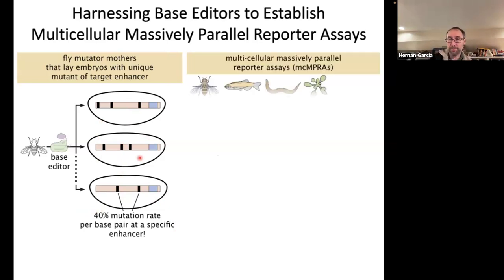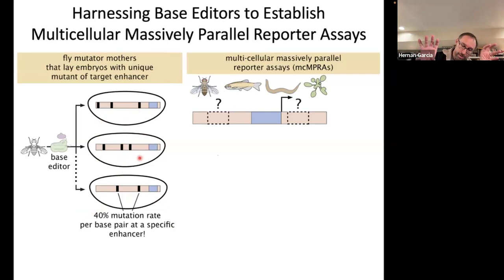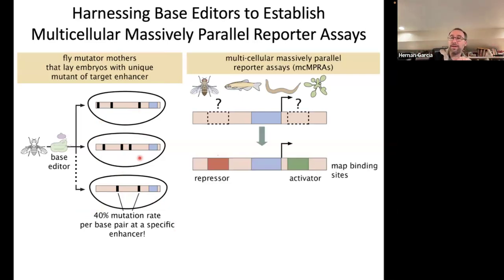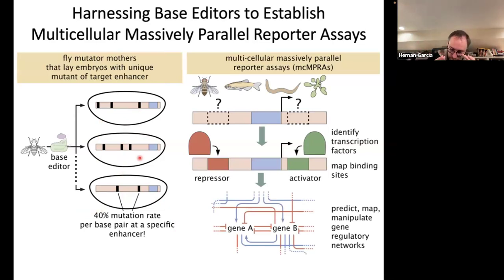But the dream, and I'm going to stop here, is to go from complete ignorance in a regulatory sequence to finding where the binding sites are, to figuring out who's binding there, to mapping the gene regulatory networks, and controlling and predicting those gene regulatory networks. So that's one of the big challenges that we're excited about coming up.